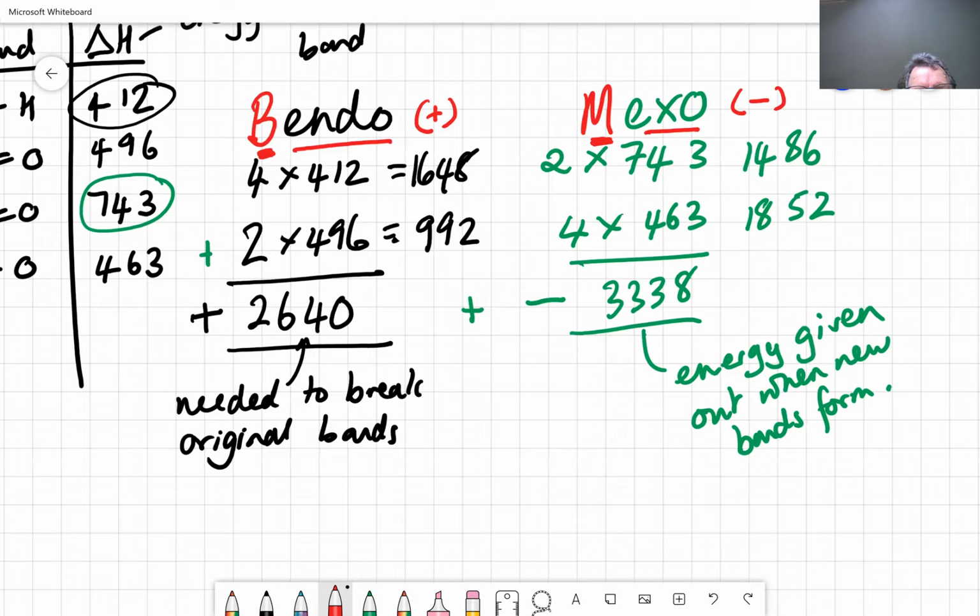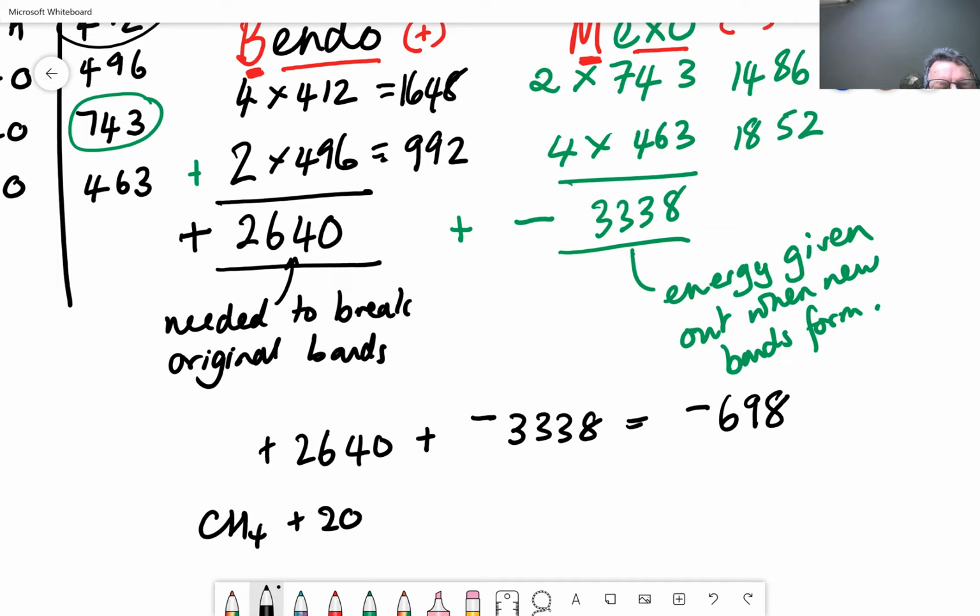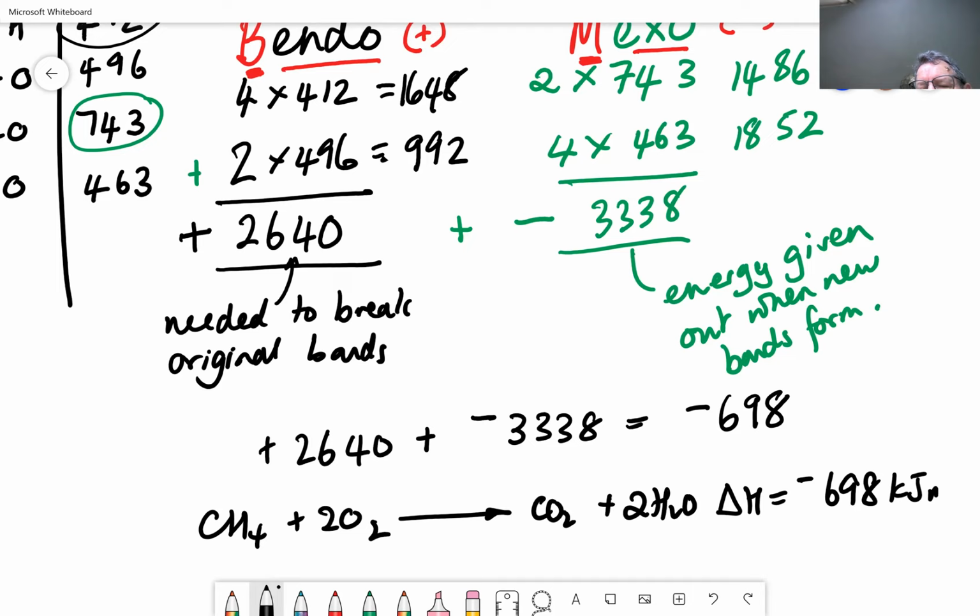In other words, it's positive 2640 plus negative 3338, which will equal negative 698. And that will mean that CH4 plus 2O2 goes to CO2 plus 2H2O, and delta H is negative 698 kilojoules per mole.